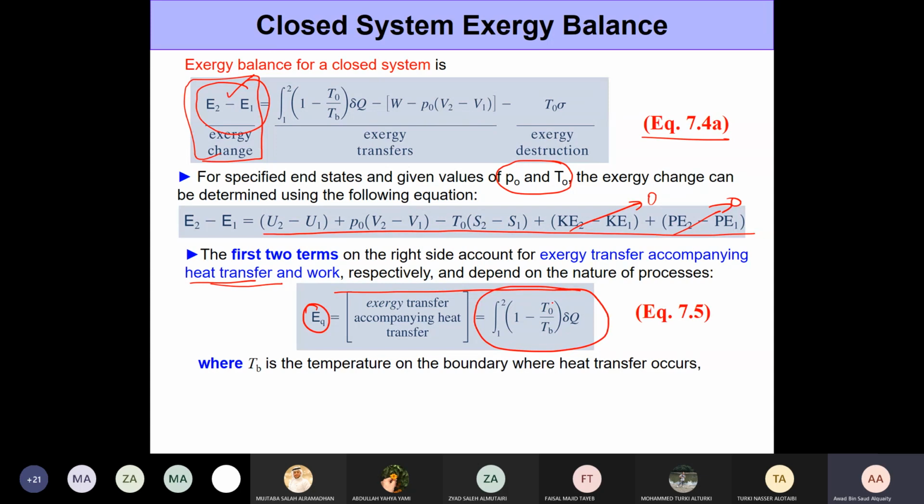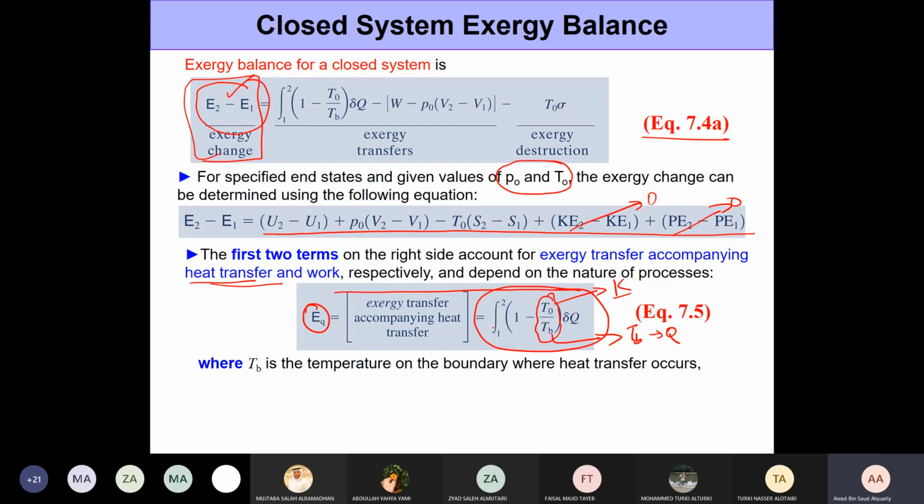Now here T naught and TB are both temperatures in degrees Kelvin, so you've got to make sure that you use that, not degrees Celsius. And this is under an integral. T naught is the temperature of the environment. It will be constant. TB is the temperature of the boundary where the heat transfer is occurring. Now TB may vary with the amount of heat that's getting transferred, right? So that's why TB and delta Q both are within the integral.